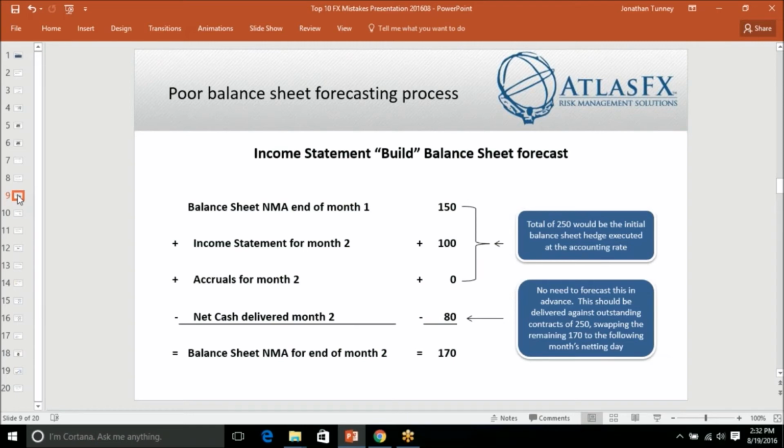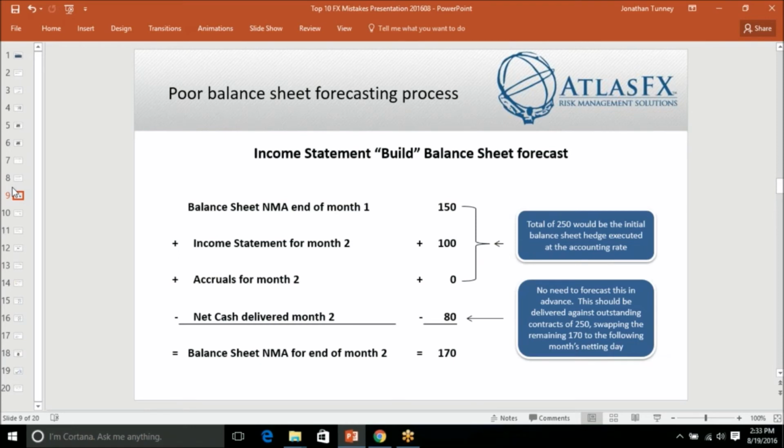So in this build model, we're going to assume a prior month-end balance sheet of 150. Again, this is sort of your past typical 100 of revenue, 45 days worth, so you have 150 of receivables. And that's your best guess of your month-end balance sheet. On top of that, we're going to add our forecast for the income statement for the next month. Very simple. We're going to say it's a typical month. It's going to be about 100 of revenues. And again, in this example, we're not going to have any accruals. So our initial hedge in this case, which you'd be doing in the last day of the month, would be a hedge of 250.